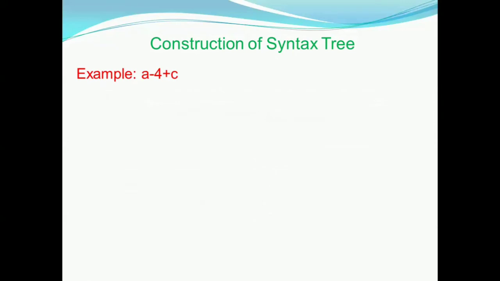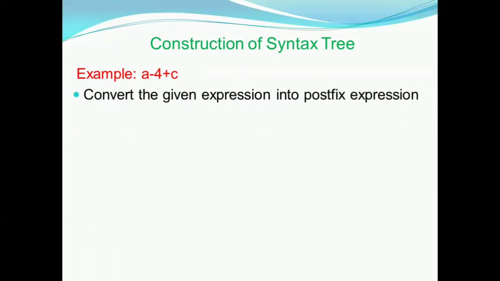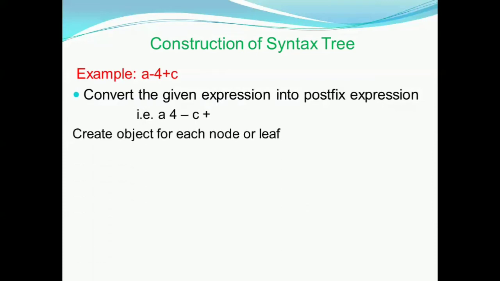The rule you are supposed to follow is to convert the given expression into postfix expression. So you will get a postfix expression as a4 minus c plus. Then create an object for each node or leaf node. For example, first we are supposed to construct a leaf node for the variable a. I create a leaf node. You can observe that for a, we are giving an abstract name as an identifier, followed by the entry into the lexical analyzer as a.